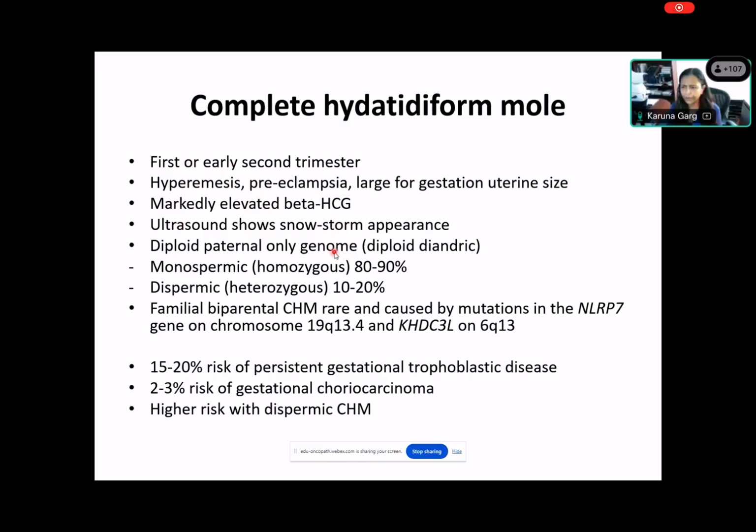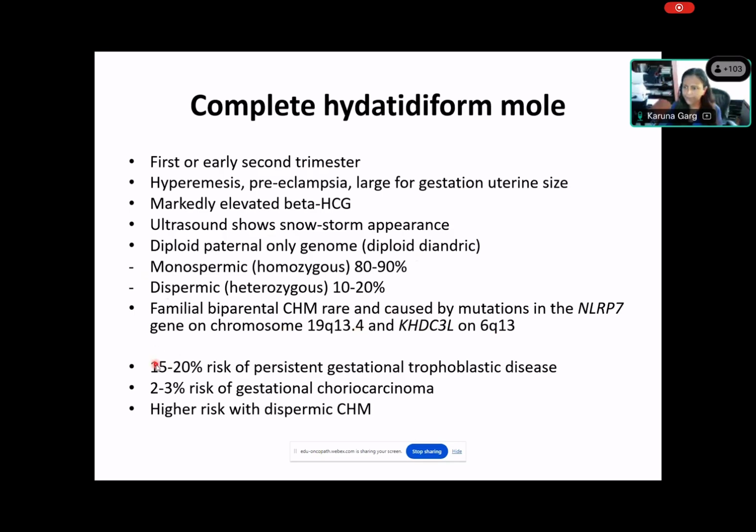And when you look at the genomic makeup of a complete mole, it's basically diploid, but both the sets of chromosomes are from the father. So it's diandric diploid, and this is very important. And this can either be from a single sperm that multiplies, and this is the majority of the cases, or it can be two different sperms, which is the heterozygous variety, which is a minority of complete moles. There are rare cases of familial biparental complete mole that are caused by mutations in these genes, NLRP7 and KHDC3L. These are pretty rare. I have actually not seen a case myself.